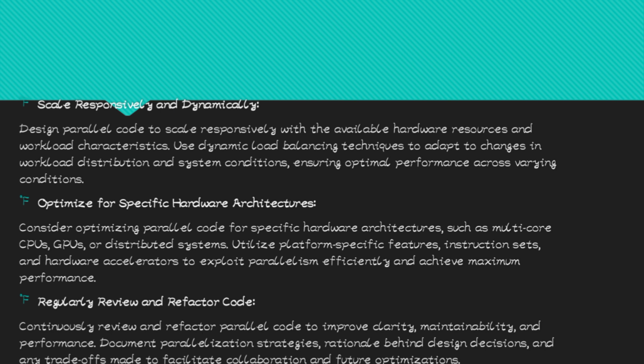Then lastly, regularly review and refactor code. It's even called maintenance. Ensure you're maintaining it. Even after developing a code, even after developing software, you ensure maintenance. Is it still working as wanted? Is it working as before? Has it declined? Ensure you're regularly reviewing and refactoring code. Continuously review and refactor parallel code to improve clarity, maintainability, and performance. Document parallelization strategies, rationale behind design decisions, and others, etc. So that is the end for now.